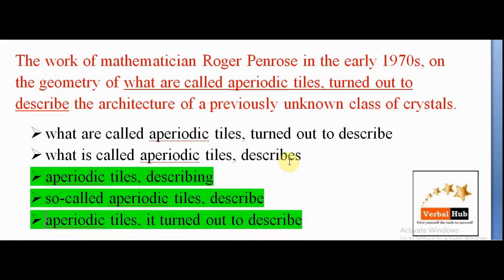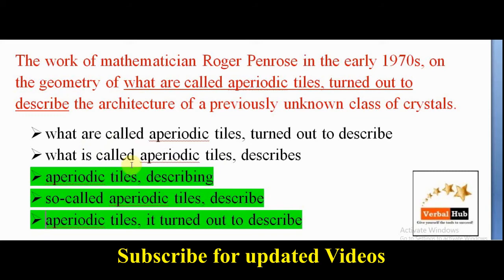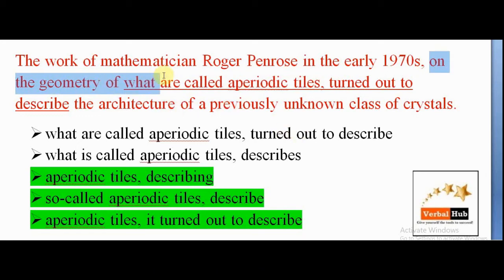Left with A and B. Now B has a problem. Why? Because it says what is called aperiodic tiles. Remember, people, whenever any clause starts with an adverb, the subject is always after the verb. So called, on the geometry of what? Called. So this is the information on calling, and that is why the subject will be aperiodic tiles.